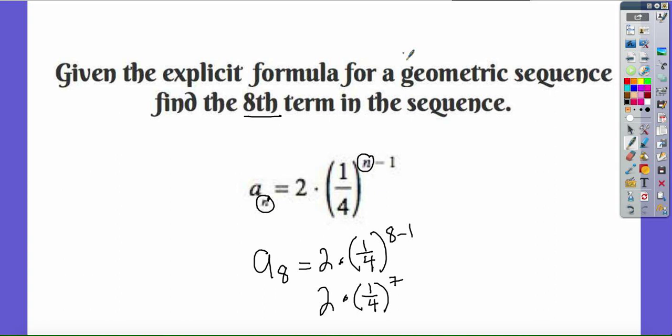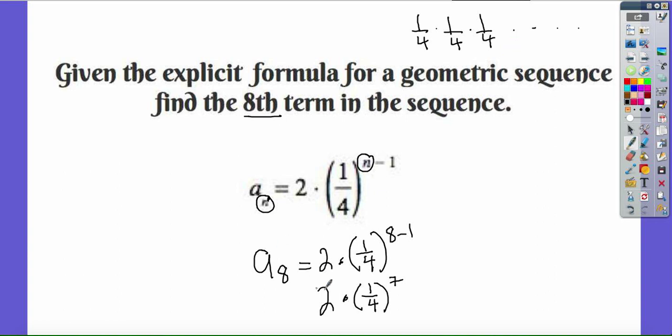So if they made us give it as a fraction, we could sit here and do 1/4 times 1/4 times 1/4 and continue to do that till I get to the 7th power, but they didn't specify, so we can do it as a decimal. So that is 0.25 to the 7th power. And that gives me a really long decimal, a bunch of zeros in front of it. And then I'm going to multiply that by 2.